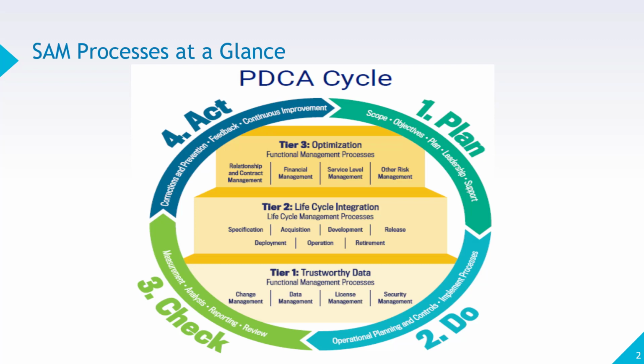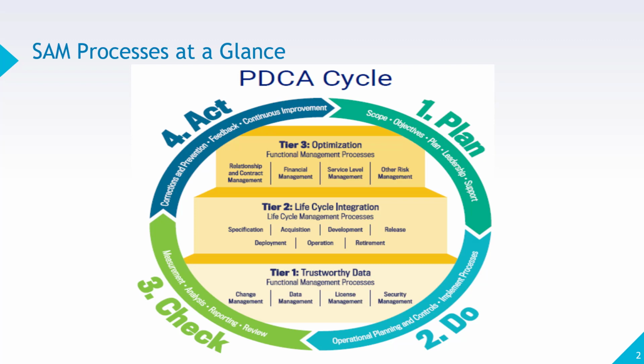Tier 2, life cycle integration. The first process in this tier is specification. The life cycle of the software begins with specification, when we have just received an initial request for or indication of a potential new software asset. In this phase, we are defining and approving the resultant requirements.